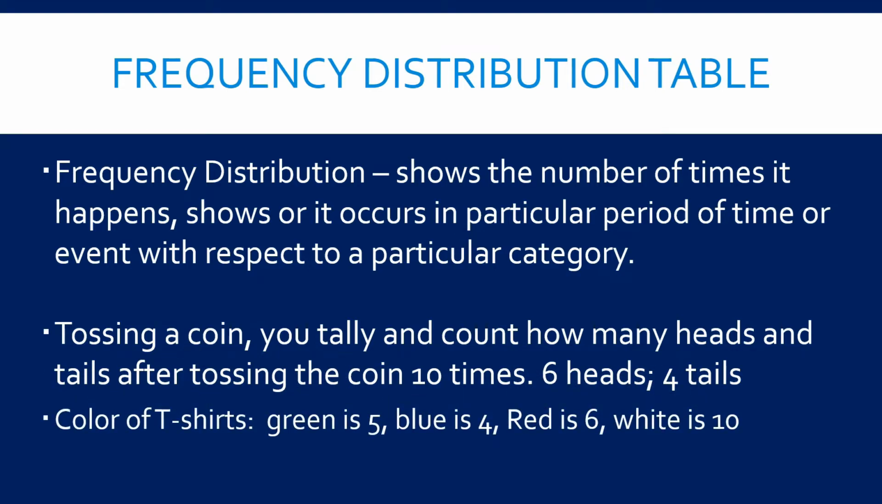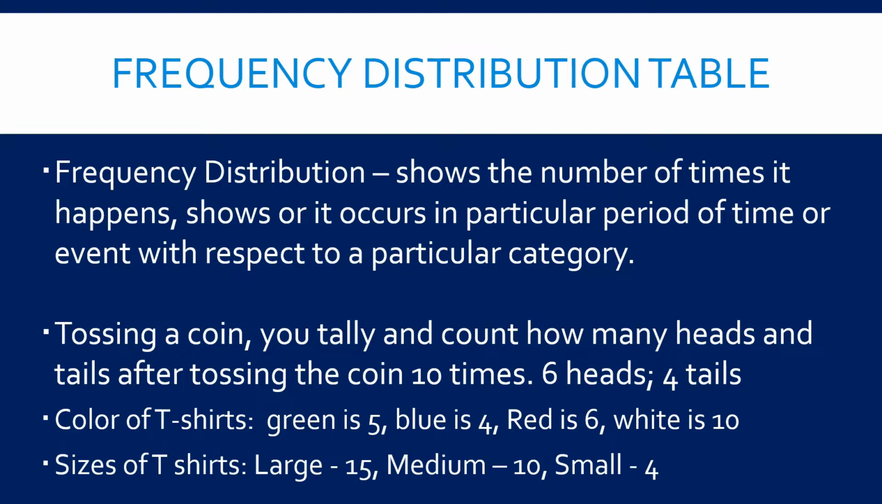Another example is color of t-shirts. Let us say green is 5, blue is 4, red is 6, and white is 10. So the categories are the color of t-shirts and the number of t-shirts are the frequencies. Another example would be sizes of t-shirts. Let us say large is 15, medium is 10, and small is 4.